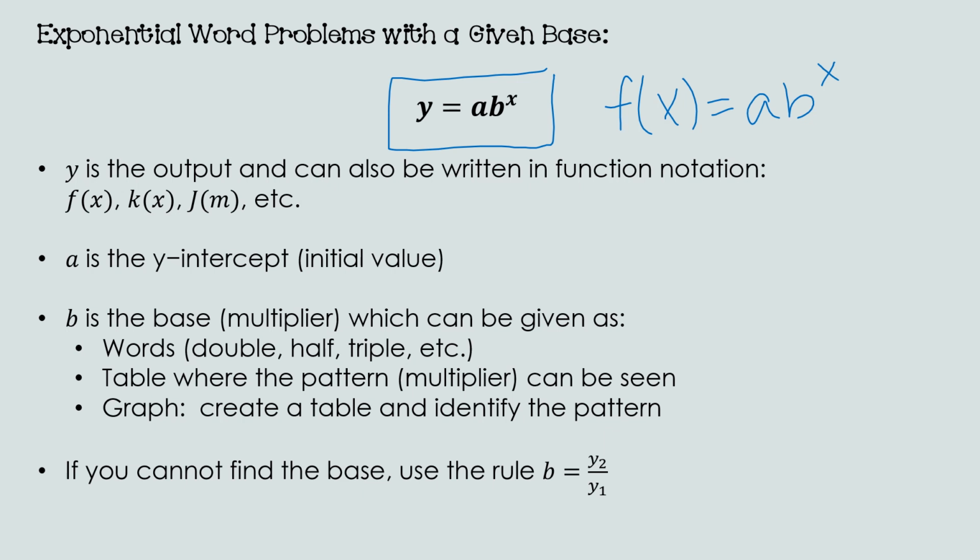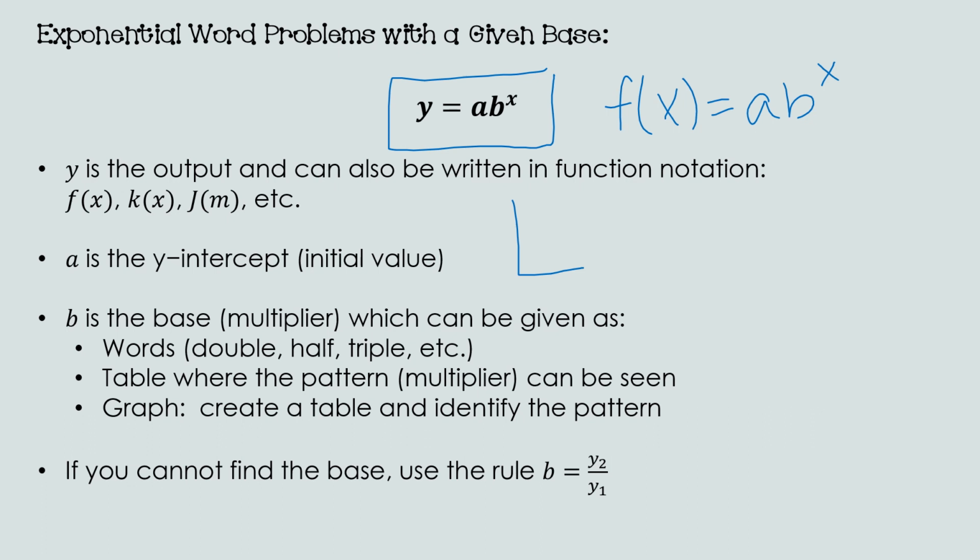A represents the y-intercept, which in a word problem is the initial value or the starting value. Now we need to be careful with this vocabulary word, because if we think about a graph, the y-intercept is when the x value is 0. That's going to be really important. So the initial value has to start at 0.